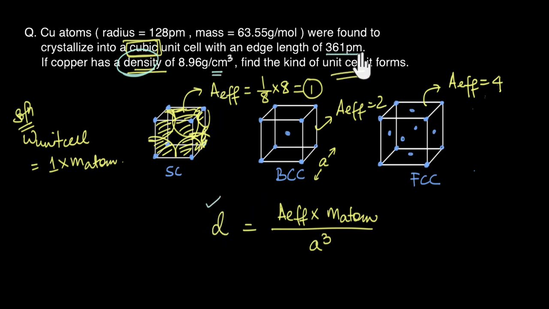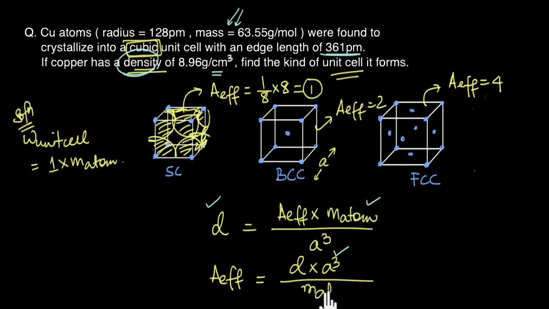The edge length is also given. So we also know the edge length. And the molar mass is also given, so the mass of an atom can also be found out. So using this information, we can find out the A effective, which will be equal to the density into A cube by mass of an atom.